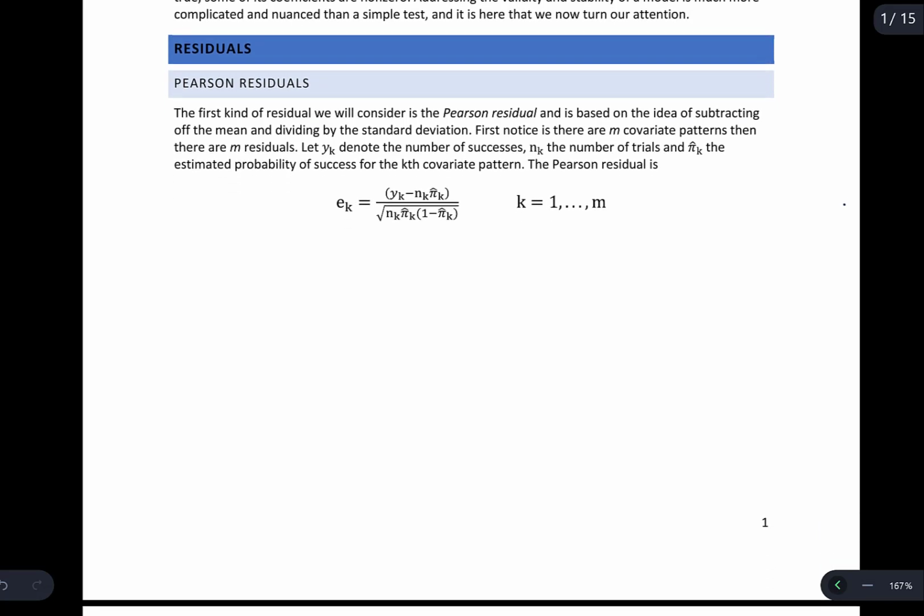So we're going to start by looking at residuals. The first kind of residual we're going to consider is a Pearson residual, and it's based on the idea of subtracting off the mean and dividing by the standard deviation. The first thing to notice is that if there are M covariate patterns, then there are M residuals. So what do we mean by covariate patterns?